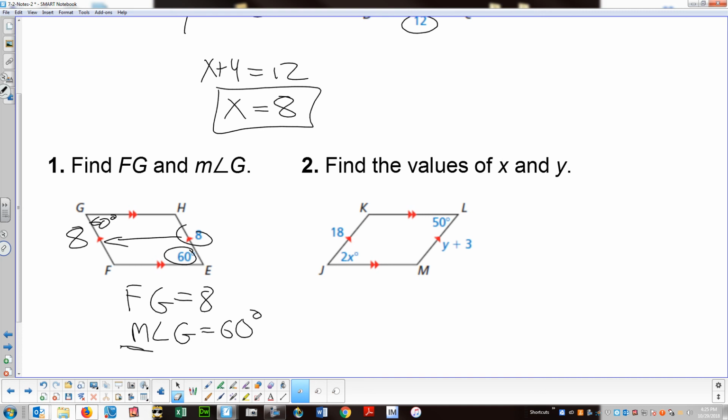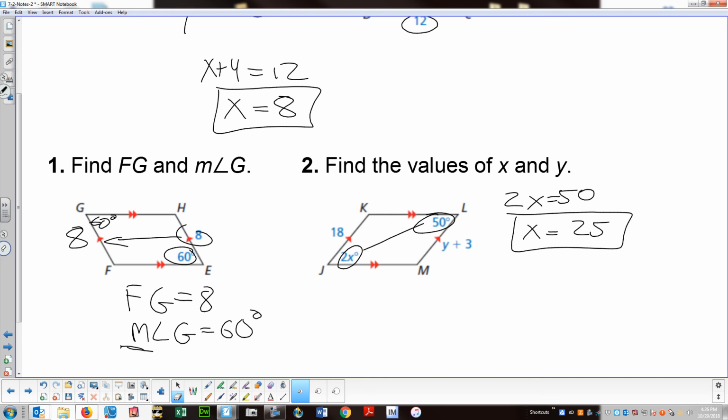Okay, how about these guys? Now we're going to get into some equations, nothing too difficult. Okay, we got these opposite angles. What do you know about them? Well, hopefully we remember that opposite angles are congruent, so they're equal. And we can divide by 2, and x is 25.